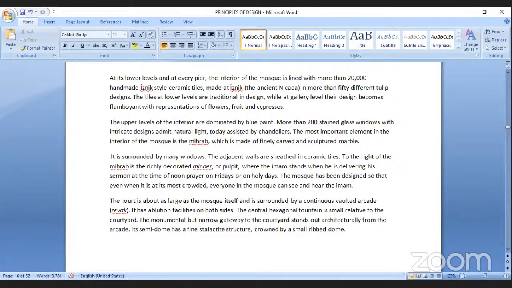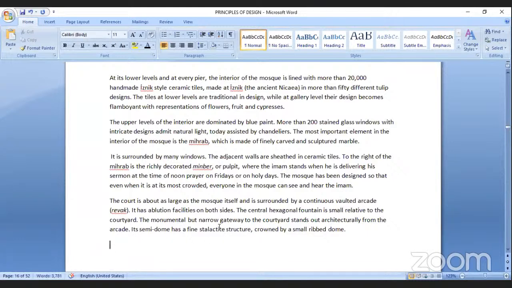The court is about as large as the mosque itself. Okay, what does court mean? The forecourt that we saw, surrounded by the arcade or the portico. It is as large as the mosque itself, and it is surrounded by a continuous vaulted arcade. It has ablution facilities on both sides, meaning you can wash your hands and legs on both sides and then enter the mosque. The central hexagonal fountain is small compared to the portal. The gateway is narrow, but it is very huge, hence monumental. It stands out architecturally from the arcade, meaning it is very visible. Its semi-dome has a fine stalactite structure.